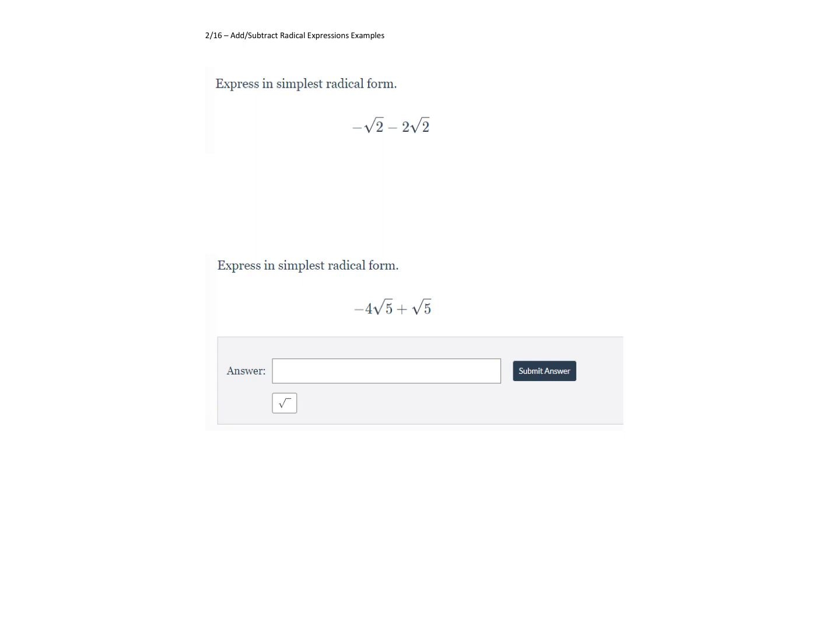All right. So, example 1, express in simplest radical form. You have negative square root of 2 minus 2 square root of 2. There's a way to simplify and make a simpler answer. And the answer is this, y'all. Negative 3 square root of 2.